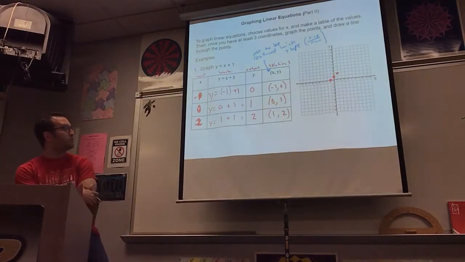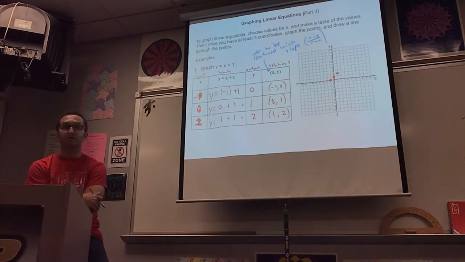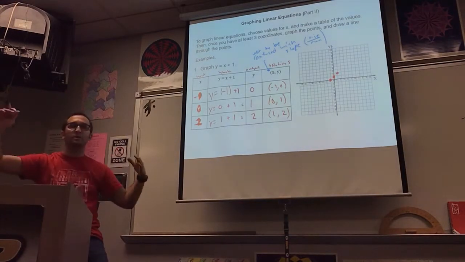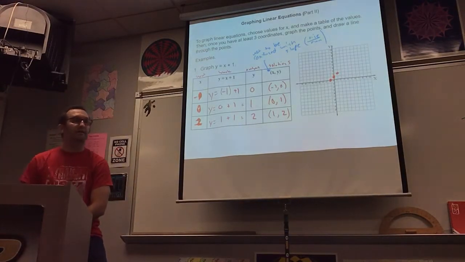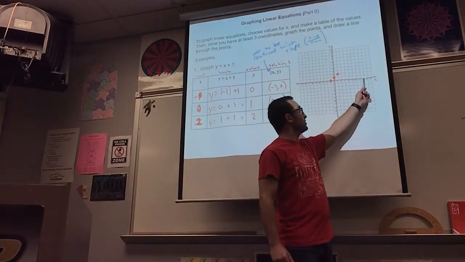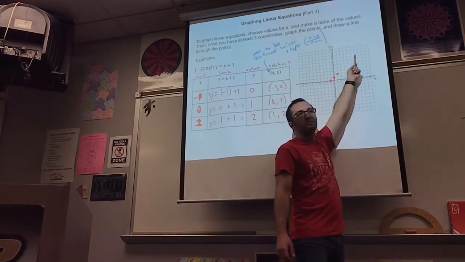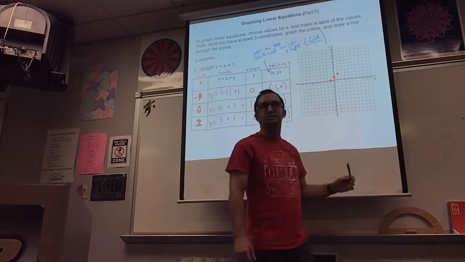Now, I have those 3 points. My line needs to fully extend all the way through that entire window. If I think I might have trouble with that, I could pick a number all the way over here and plug it in and create another point all the way over there to make my line a little bit easier to graph.